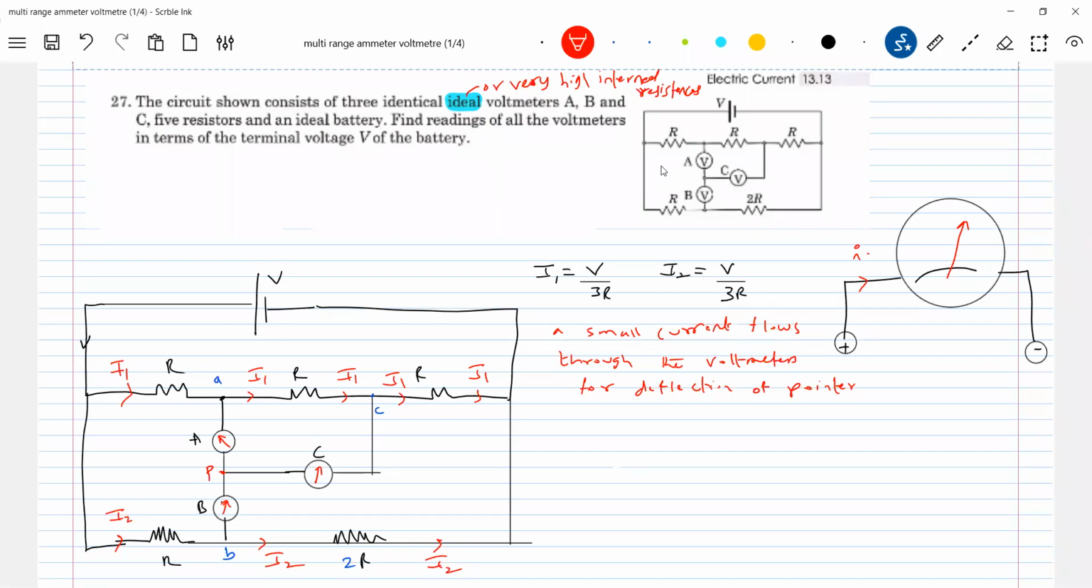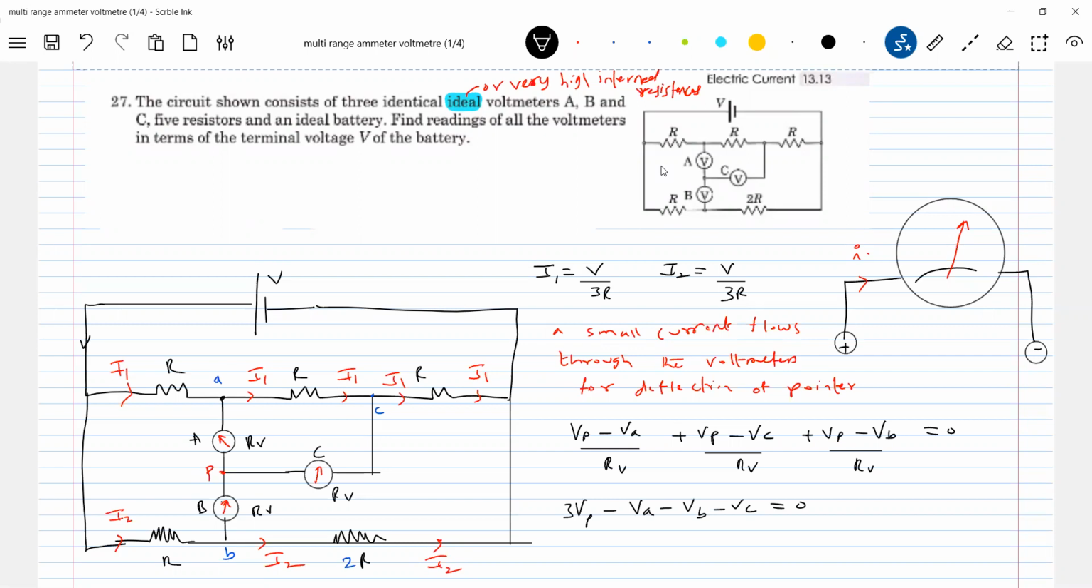How to get that current? Rather than focusing on how to get that current, let me use nodal analysis, that is going to help us a lot. From nodal analysis, Vp minus Va by resistance of this voltmeter plus Vp minus Vc by resistance of this voltmeter plus Vp minus Vb by resistance of the voltmeter, all this should be equal to 0. Therefore 3Vp minus Va minus Vb minus Vc equals 0.